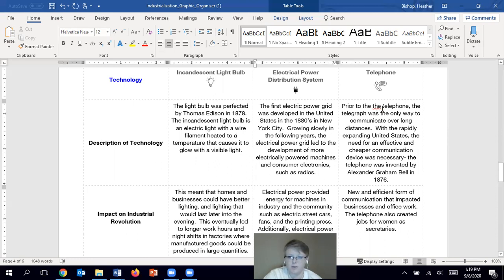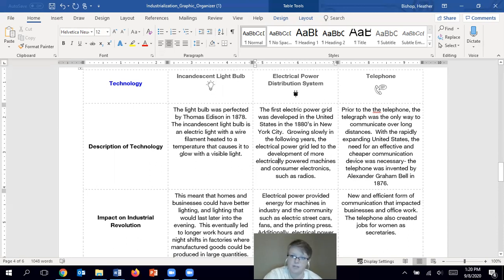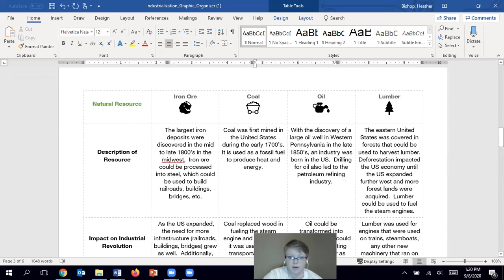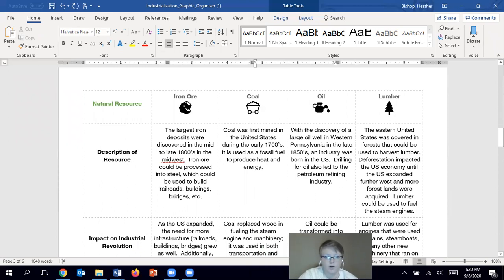God, I don't know why that's there like that. In 1876, and it allows for new and efficient communication, which is going to push industry. It's also going to create jobs for women. So that's awesome. Natural resources is the one we talked about in class when we went over the Gilded Age stuff. Iron ore is going to be discovered. The U.S. is going to need it for building infrastructure.